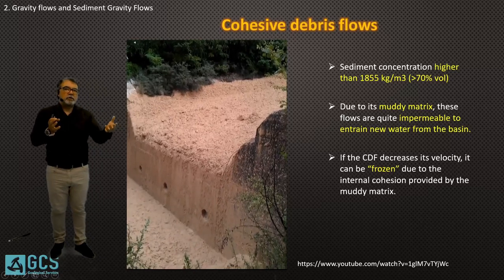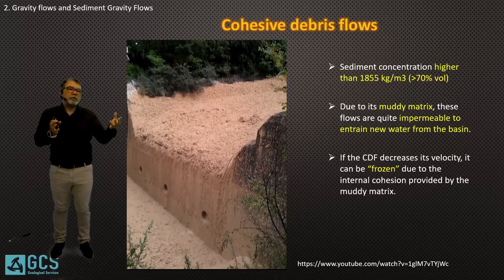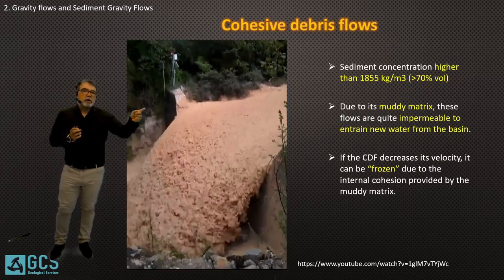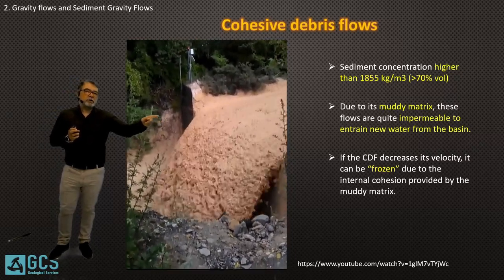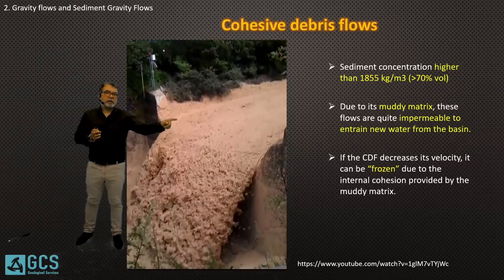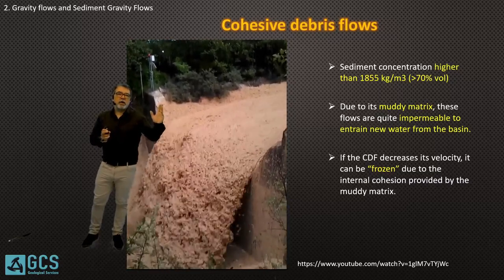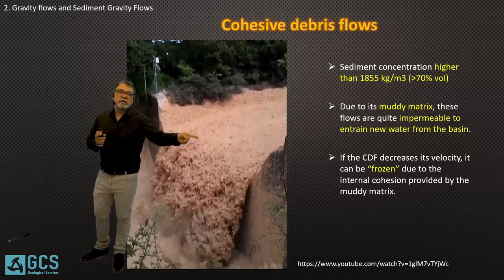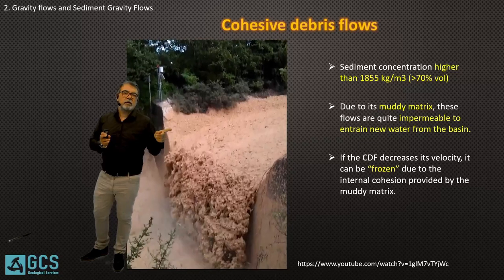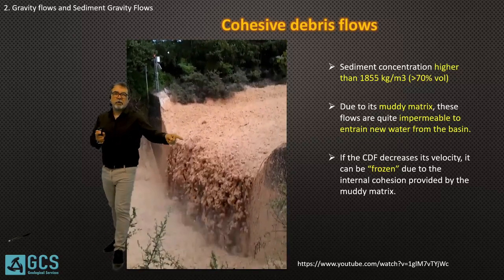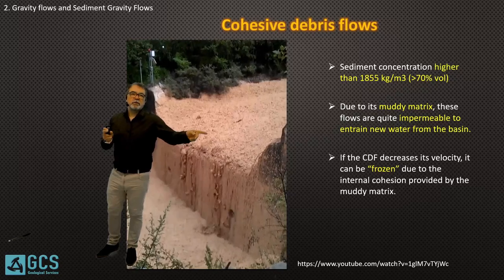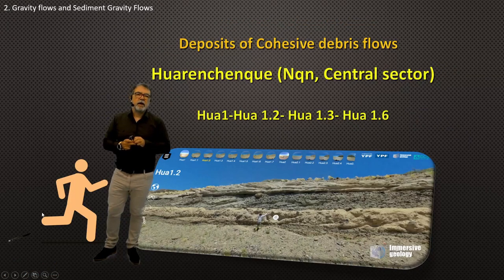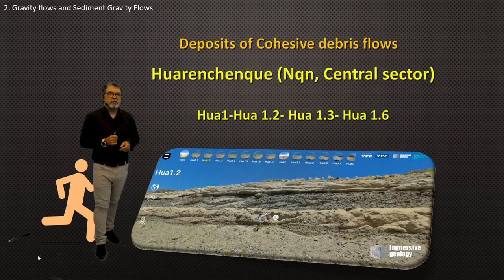So it is not possible to reaccommodate the clasts inside a cohesive debris flow. When you stop, the clasts will remain in the original position, also in vertical position. It's a very interesting, very diagnostic criterion for the recognition of cohesive debris flow, how this flow stops. So let's go now to the field and see some examples from the Neuquén Basin.